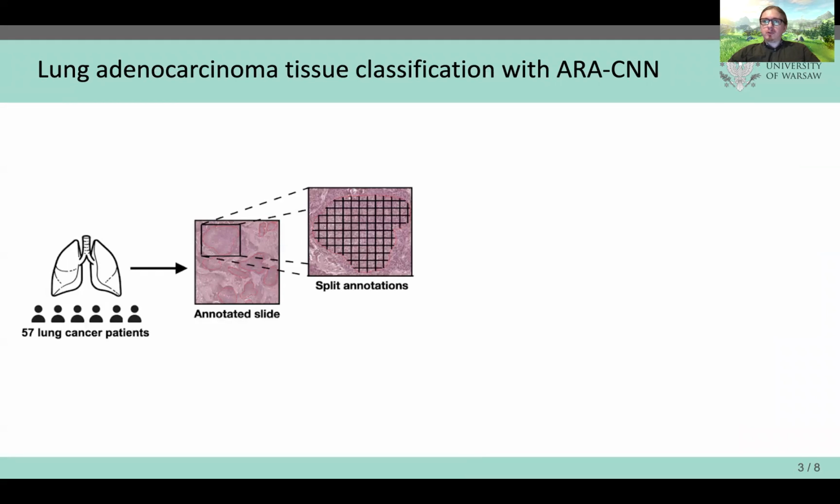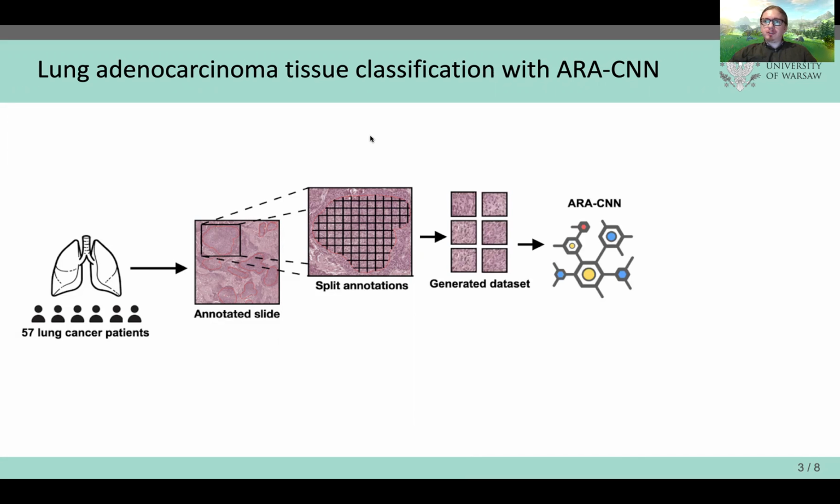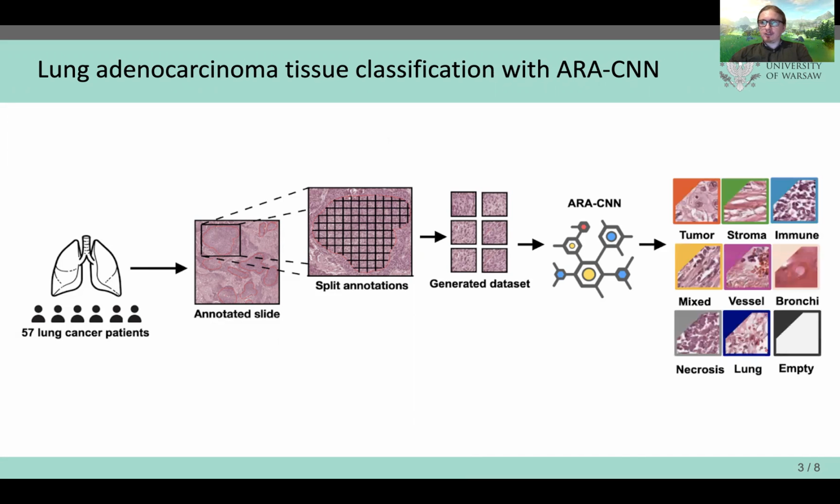The first step of this work was the training of our deep learning tissue classifier called ARA-CNN within an active learning feedback loop. We were provided tissue slides for 57 lung cancer patients, which were annotated by an expert pathologist. Then we split the annotations into small tissue patches and put them together in a training dataset, which was used to train the model. After that, we measured the performance of each of our 9 classes and asked the pathologist to annotate new regions for the worst performing ones.